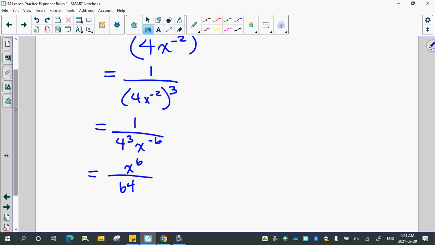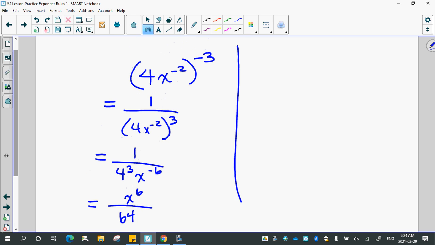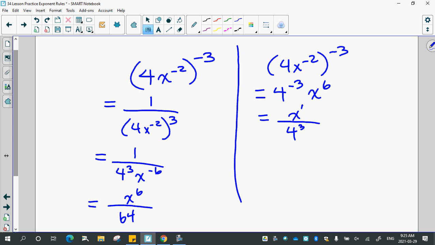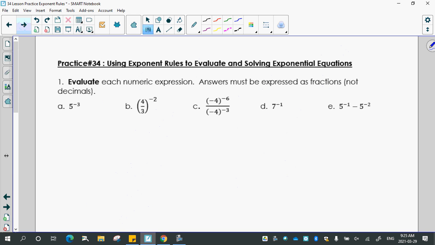Who did it the other way? And what was your thinking? Jess? My first step was 4 to the power of negative 3. Yep. And x to the power of 6. Yep. And then I would put the 4 to the power of negative 3 in the denominator, so it's just 4 to the power of 3. Perfect. And then the last step would be exactly the same. It's awesome. Perfect. Okay, so we got the same answer both ways. Same answer both ways. Good. All right, let's do one, okay, different.